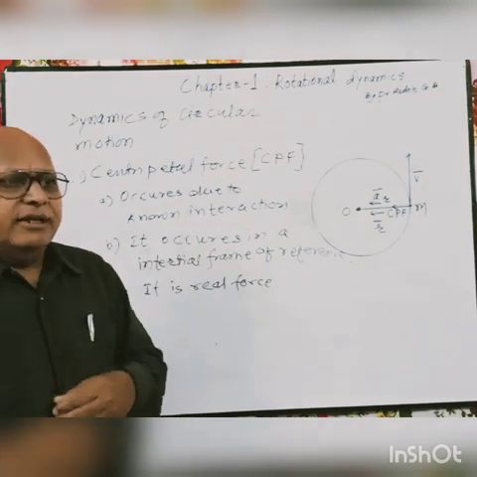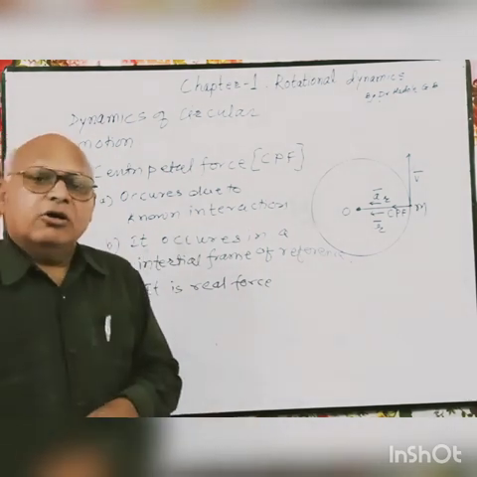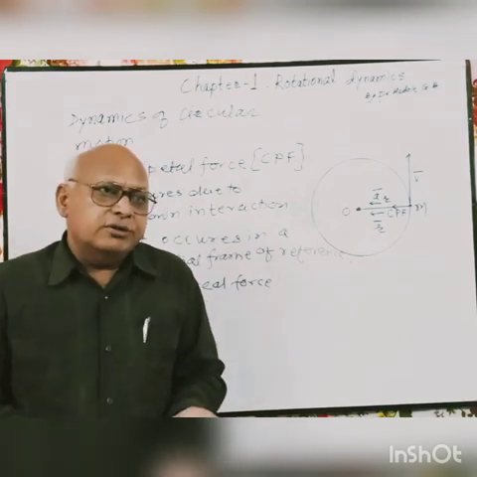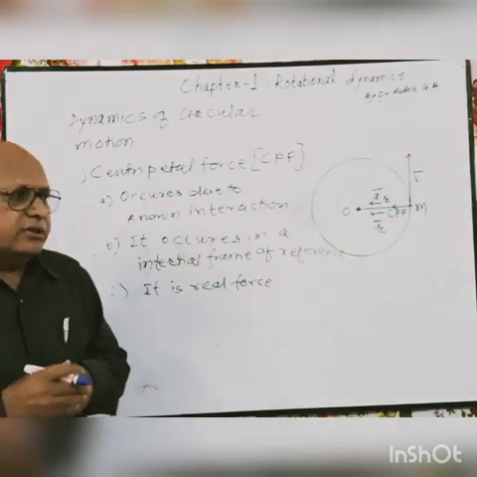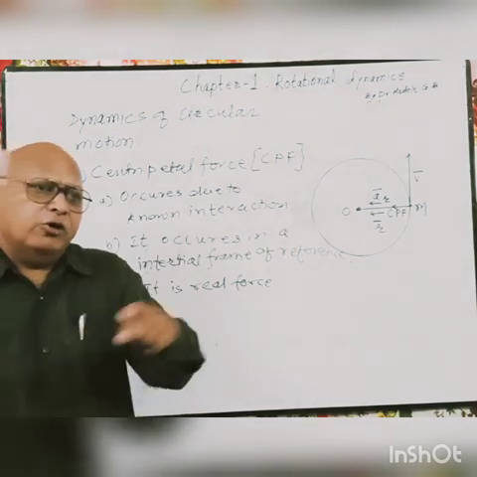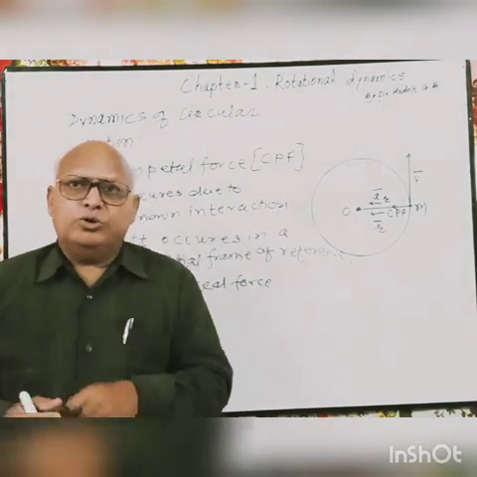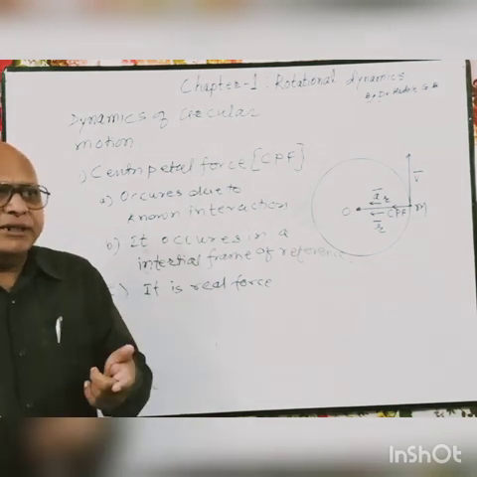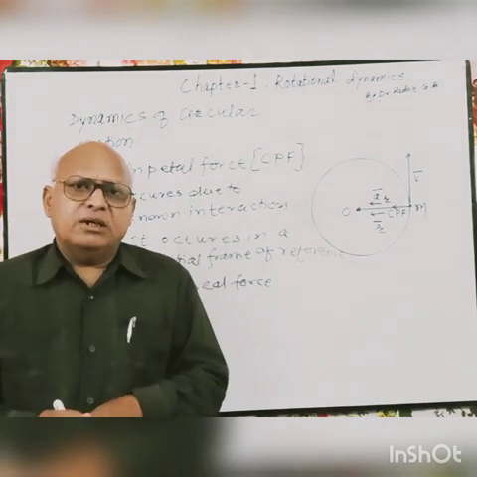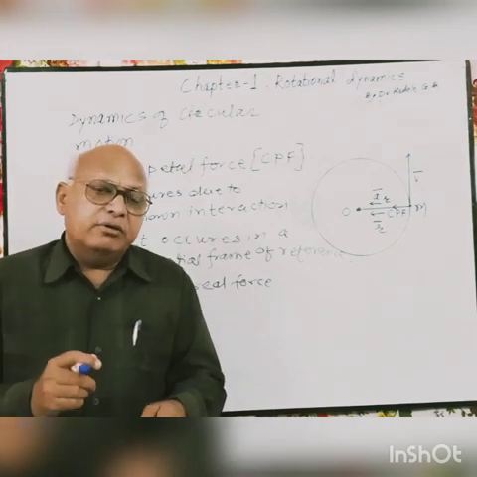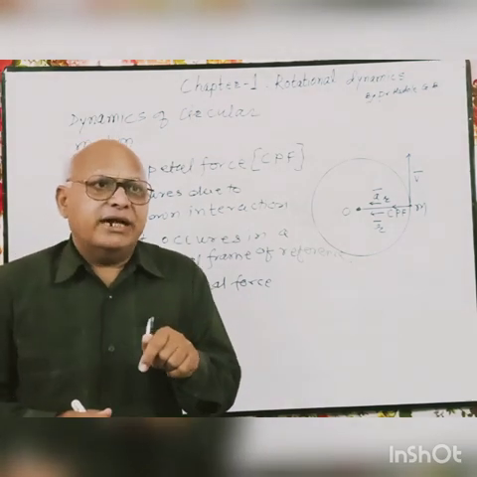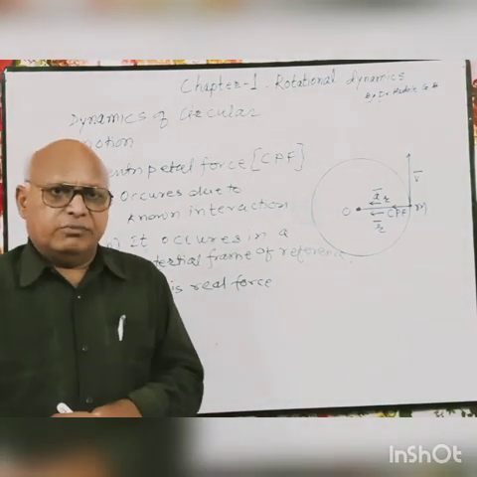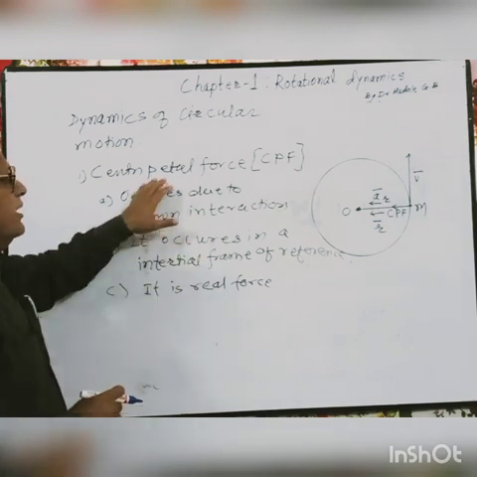For example, a cyclist is moving along a curved road, and at that time he has to lean inward. Why does he have to lean inward? It is very simple: when he is moving along the curved road, he is performing circular motion. To maintain the circular motion, or to avoid the skidding of the vehicle from the road surface, he has to lean inward so that the centripetal force acting on it is balanced and the circular motion is performed. So this is about the centripetal force.